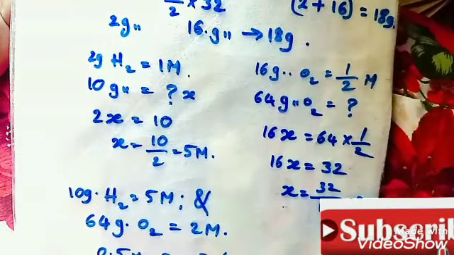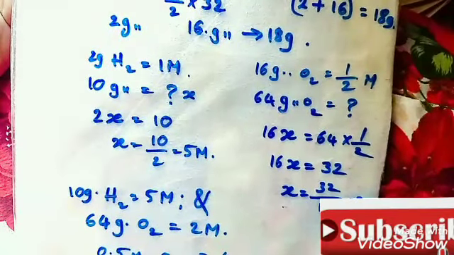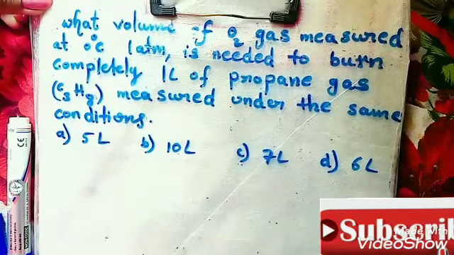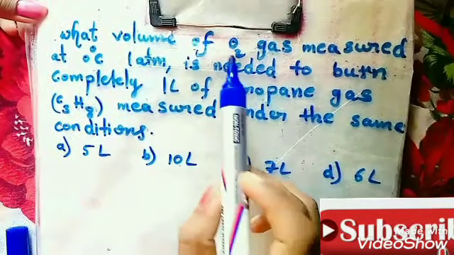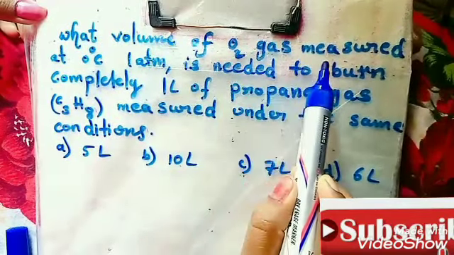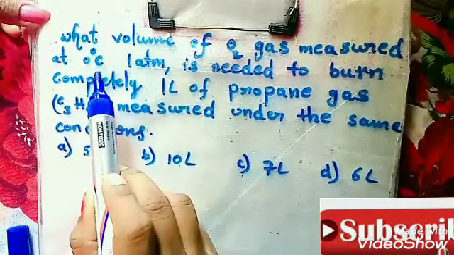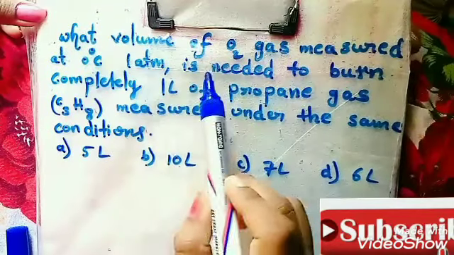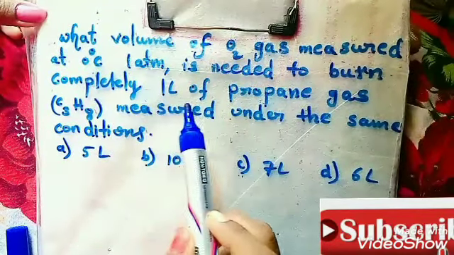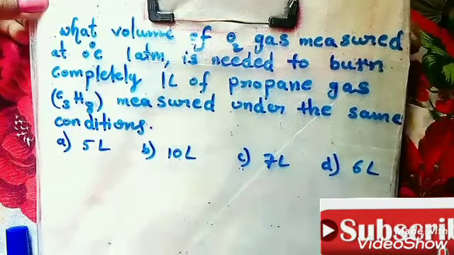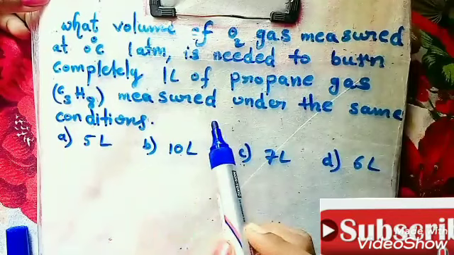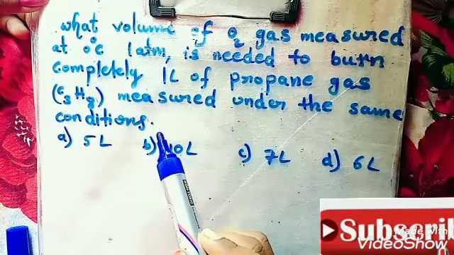Let's get started. The next question. Let's get into the second question, students. What is the volume of O2 gas, measured at 0 degrees Celsius and 1 atmosphere, needed to burn completely 1 liter of propane gas? The propane gas formula they have also given, C3H8, measured under the same conditions.